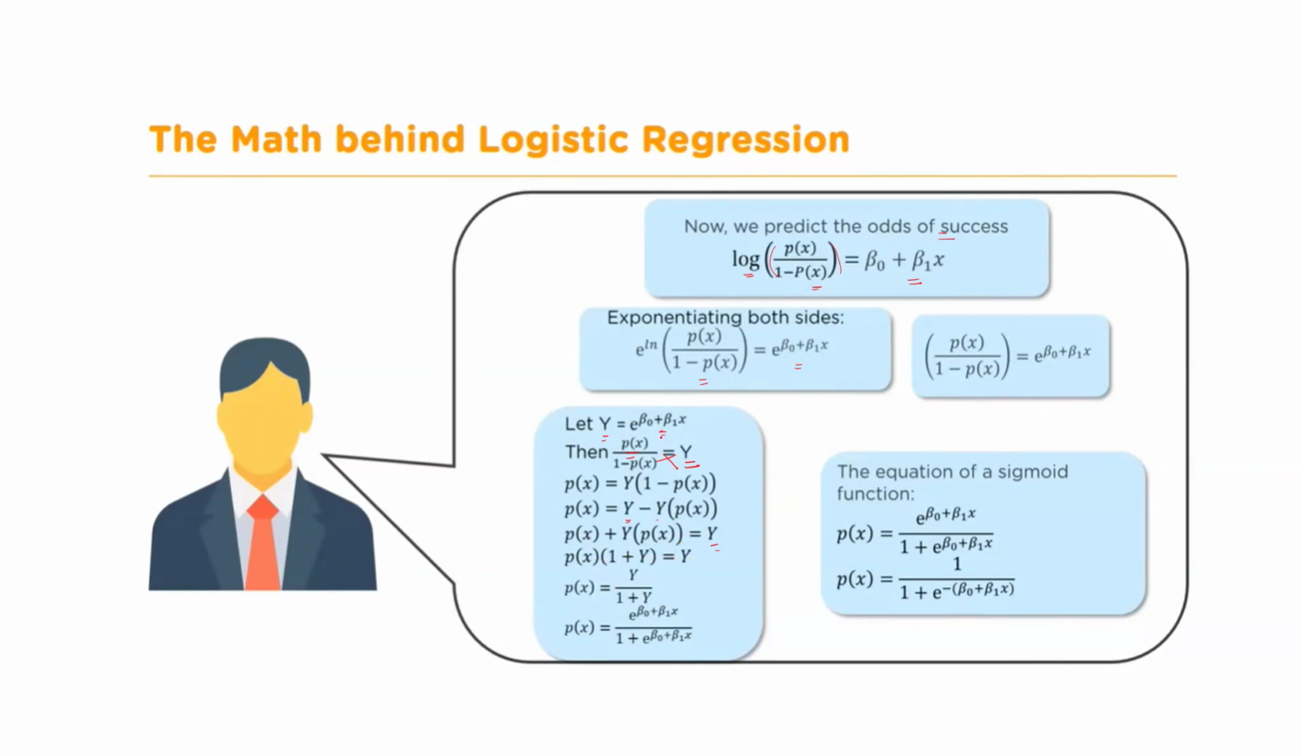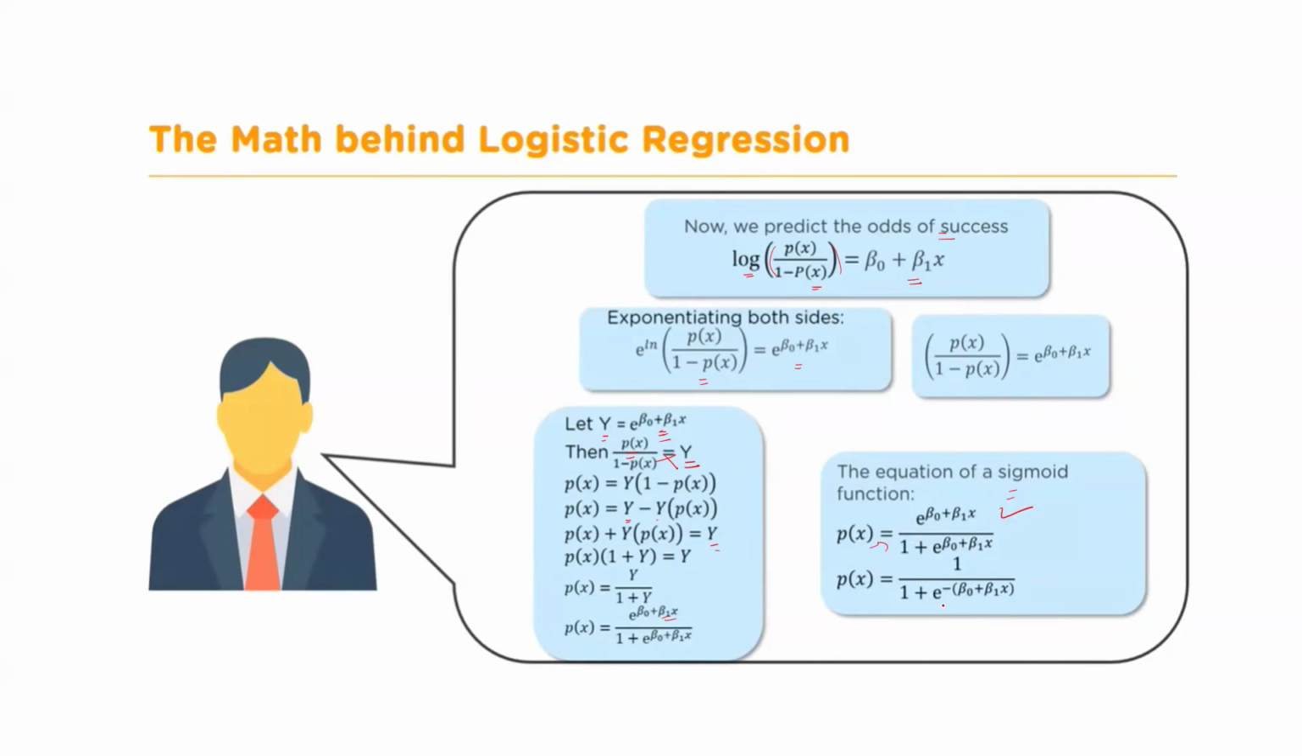And already we have made y equal to e power b0 plus b1x. So the probability of x becomes e to the power b0 plus b1 into x, divided by 1 plus e power b0 plus b1x. Okay, so this equation is called the sigmoid function. This is the sigmoid function.